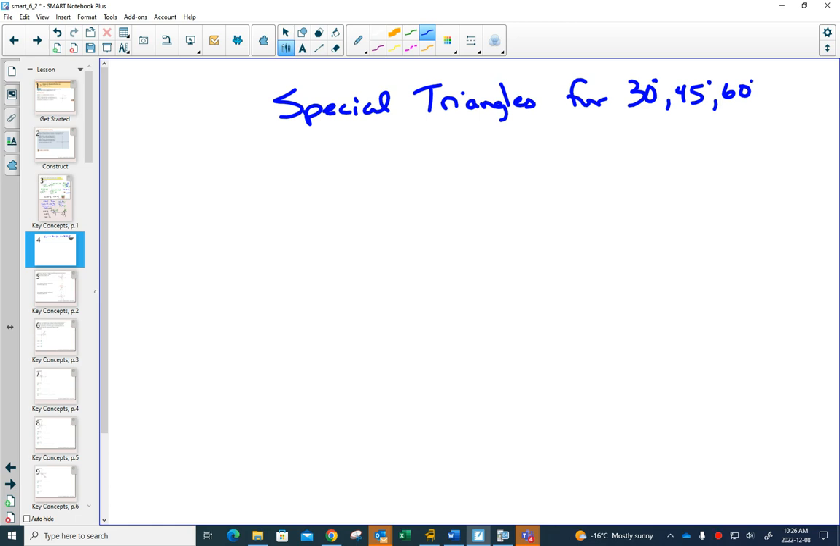So in order to learn this without your calculator, there has to be a reason why. And the reason we can do these without a calculator is because there are some special triangles for 45 degrees, 30 degrees, and 60 degrees. So we'll start with the 45-degree triangle.